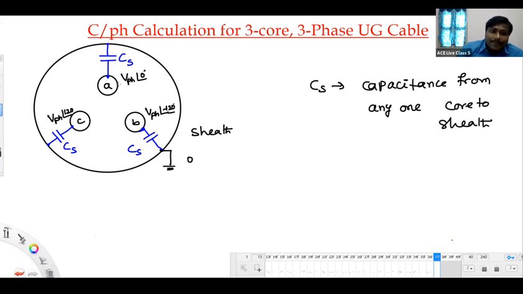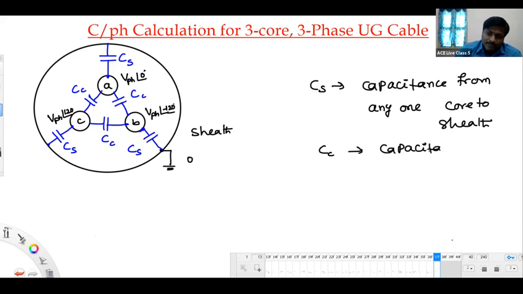Next, definitely there exists a capacitance between A and B, B and C, and C and A. So A to B we have CC, B to C we have CC, and C to A we have CC. That CC is the capacitance between any two conductors, or any two cores. These three are also equal.